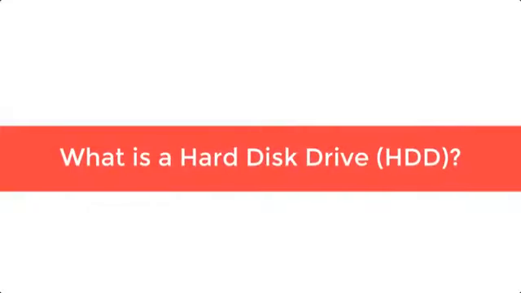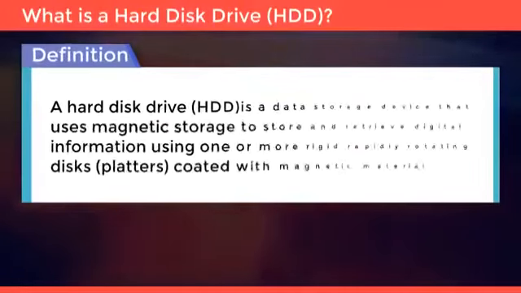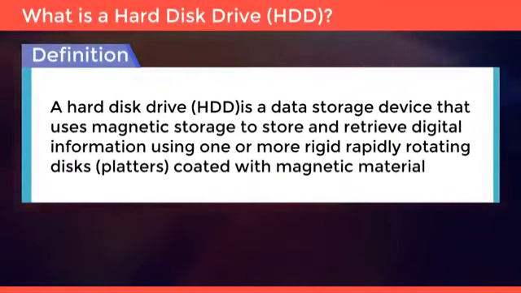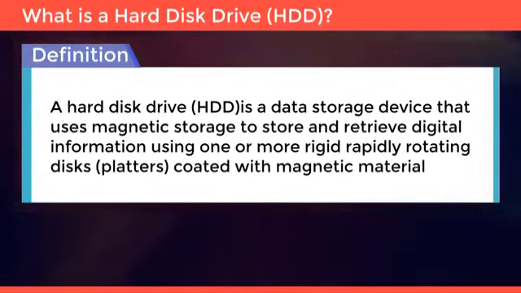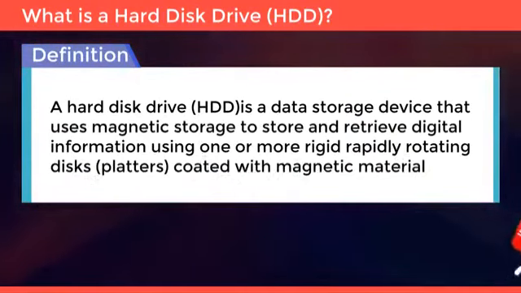What is a hard disk drive? A hard disk drive is a data storage device that uses magnetic storage to store and retrieve digital information using one or more rigid, rapidly rotating disks coated with magnetic material.